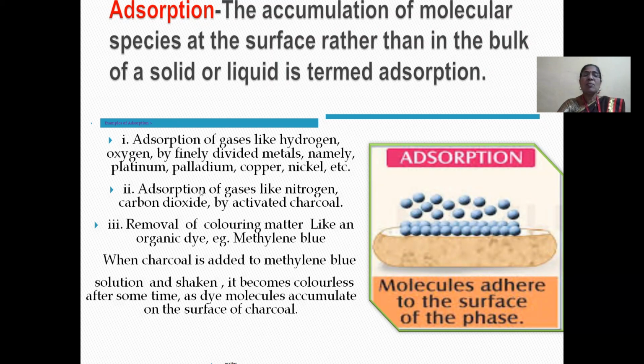Second, adsorption of gases like nitrogen and carbon dioxide by activated charcoal. Third is the removal of coloring matter like an organic dye, for example methylene blue. When we dip charcoal into the methylene blue solution, the solution becomes colorless after some time, as the dye molecules accumulate on the surface of the charcoal. That is why the methylene blue solution becomes colorless. And this is a diagram of how the adsorption process takes place.